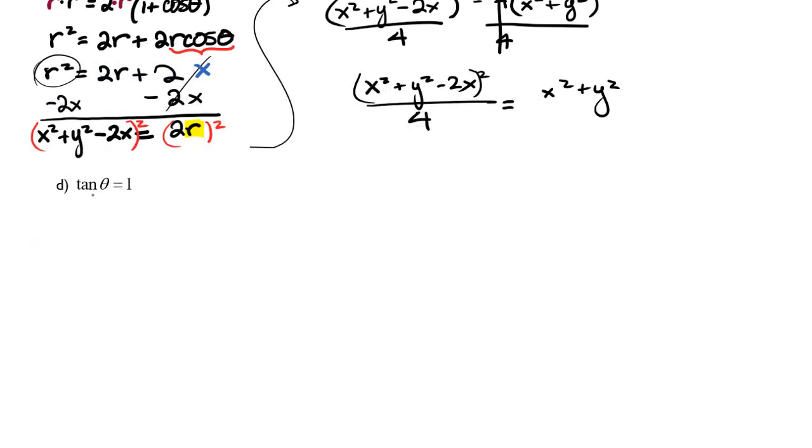Let's take a look at tangent of theta equals 1. Remember, tangent of theta in our conversion formulas is the same as y divided by x. So we can just say that y divided by x is 1. If we wanted to clear the fraction, we could simply multiply both sides of the equation by x, and we would have y equals x.